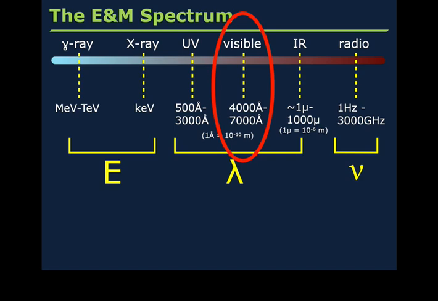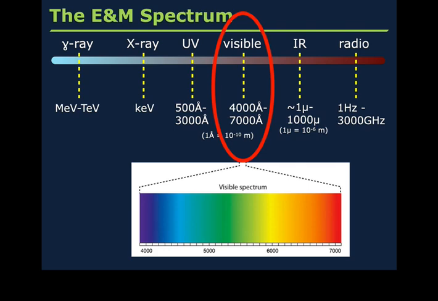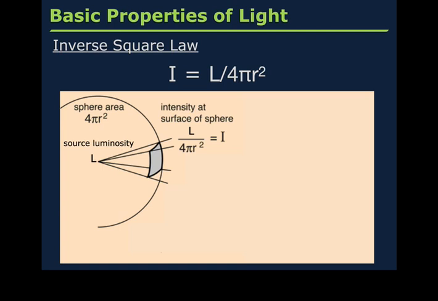But the key thing that we'll be using for most of this class is the visible, so the light we see with our eyes. So we go from very short wavelength light, like the blue and violet, out to pretty long wavelength light in the red. So with this terminology established, we can go through a few basic properties of light that are worth remembering because they wind up being pretty valuable when we talk about the applications of light to astronomy. The first one is the inverse square law.